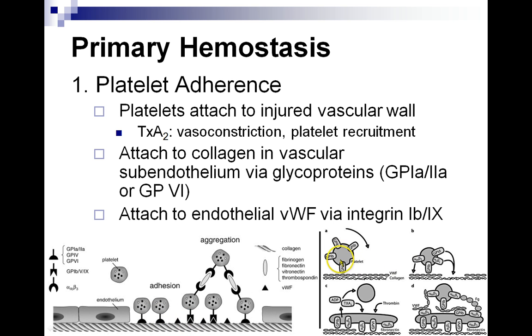Here's another picture showing the same thing. Here's a platelet sort of hanging out and rolling along an endothelial surface. There's collagen, there's von Willebrand's factor, and the platelet encounters an area where there's been damage. And immediately the glycoproteins on the platelet surface bind to the collagen. The platelet, as we'll see in a moment, starts to change its form and become more stabilized, and this process will be discussed more on the next slide.